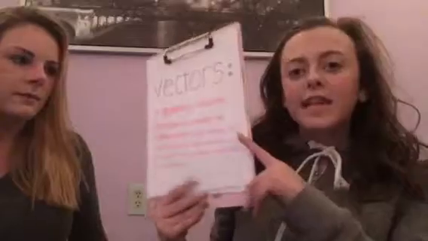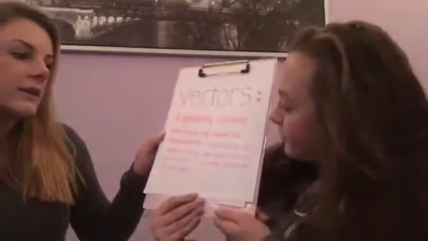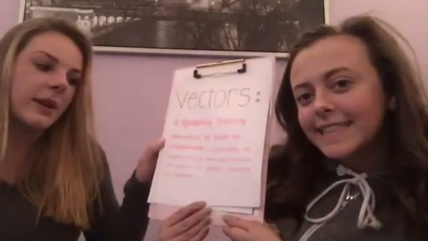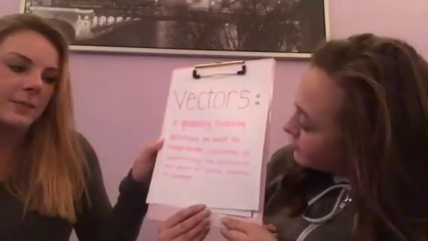And I'm Maggie. And today we're going to talk about vectors. The definition of a vector is a quantity having direction as well as magnitude, especially as determining the position of one point in space relative to another. Some examples of quantities include acceleration, force, mass, distance, and speed. Vectors are used in both algebra and geometry.